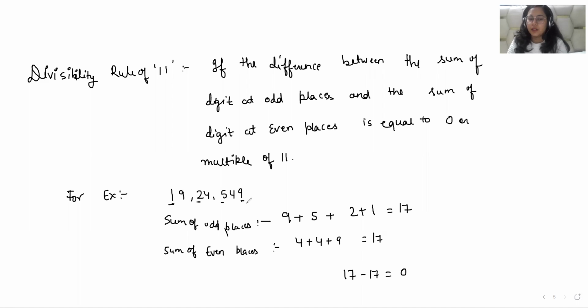Sometimes they give you the digits in a 6 digit, 7 digit or 8 digit number. If you know the divisibility rule, you can do it so fast. So make the practice of these rules.